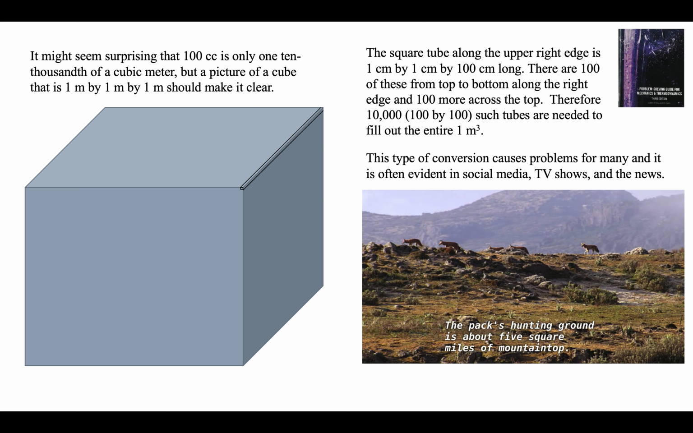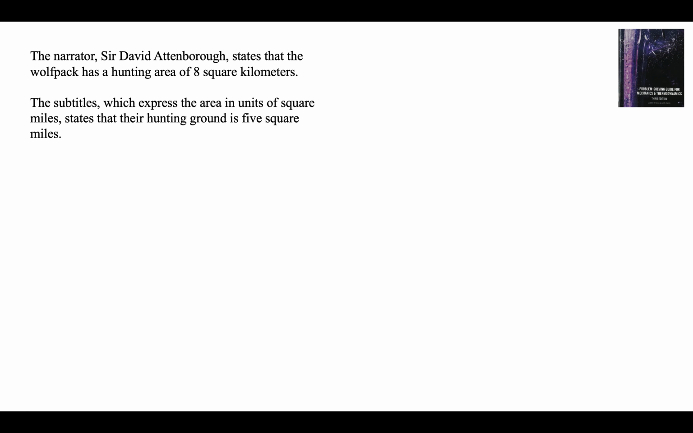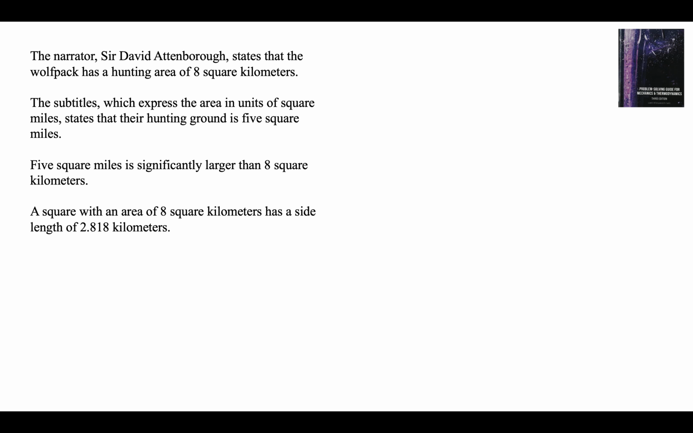So, David Attenborough says 8 square kilometers. This text says 5 square miles. Those are not the same. That is a bad conversion. Let's see why. He says, the narrator, 8 square kilometers. The subtitle says 5 square miles. 5 square miles is a lot bigger than 8 square kilometers.